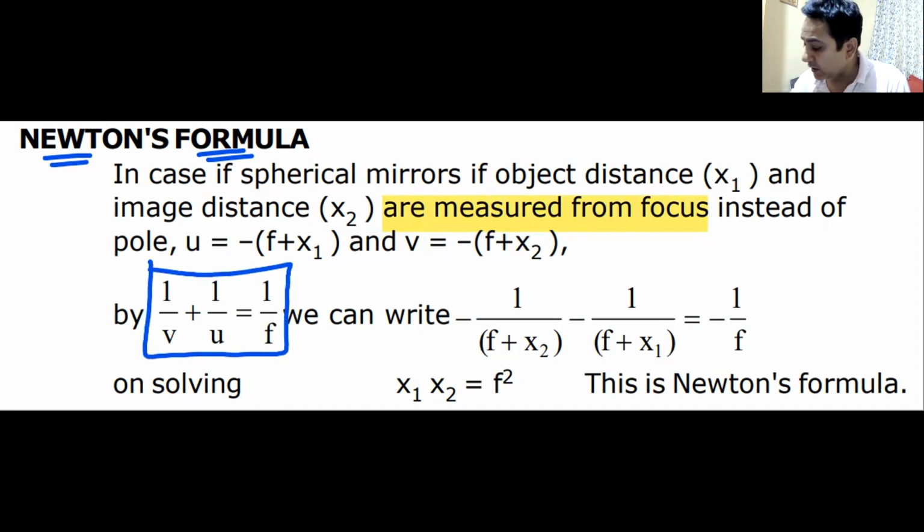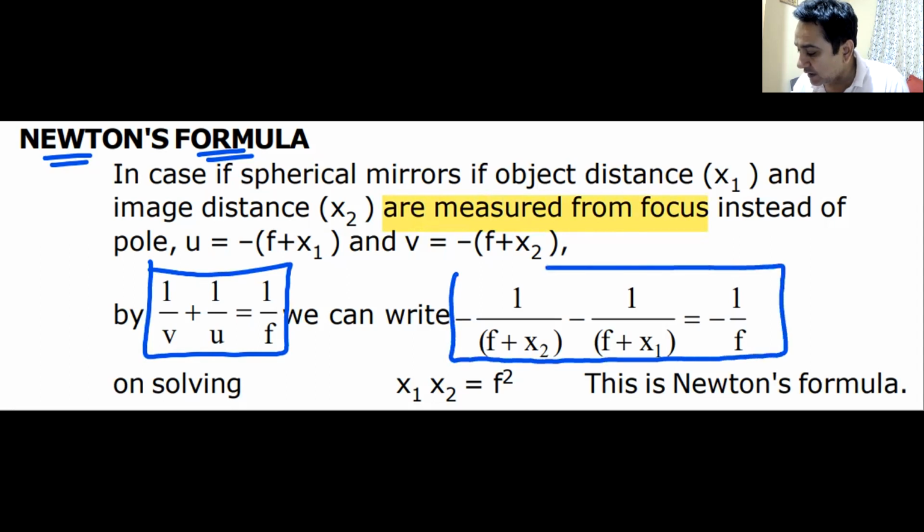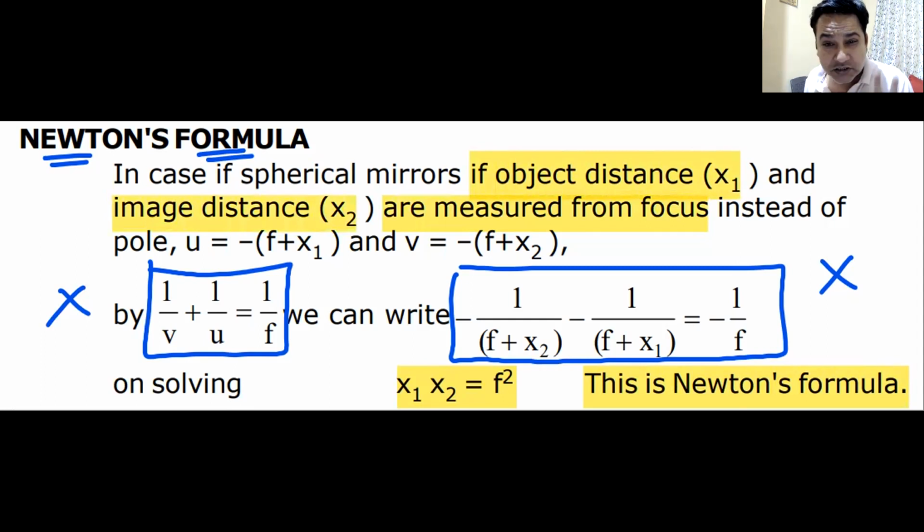if I apply it in the mirror formula, the formula with sign convention will look like this. That is not what you have to remember. What you have to remember is the result that I get: x1 into x2 is f squared. This formula is known as Newton's formula. What is x1 here? x1 is the object distance, and x2 is the image distance, measured from the focus of the mirror. If I use distances from the focus rather than from the pole, the formula becomes Newton's formula: x1 x2 = f squared. Do we understand this?